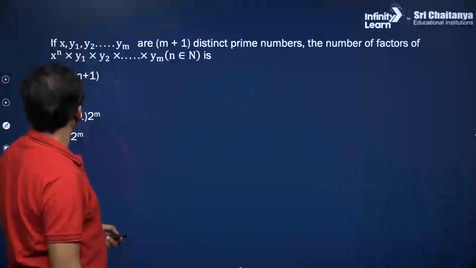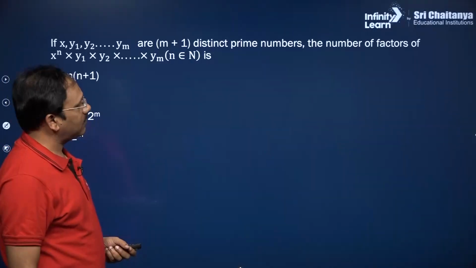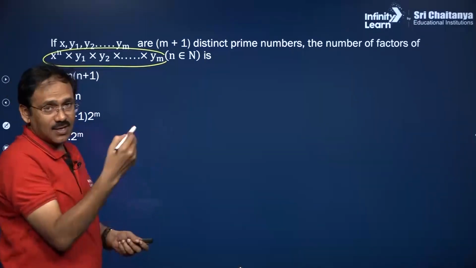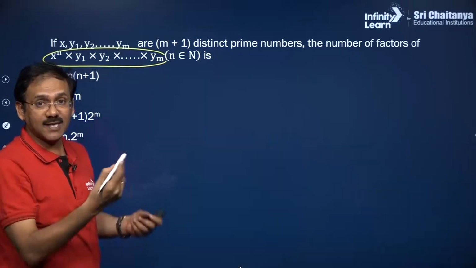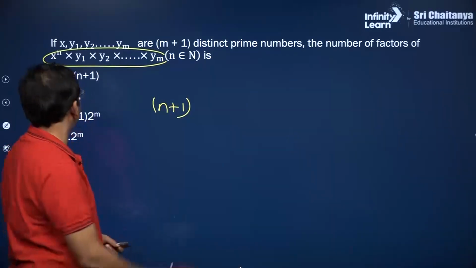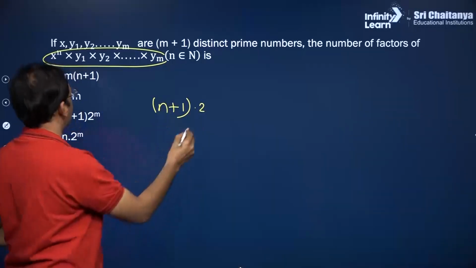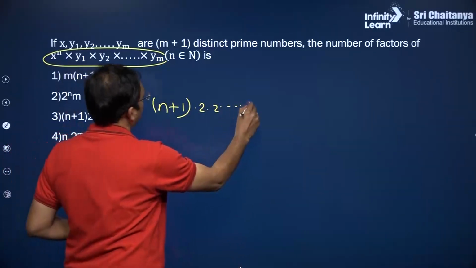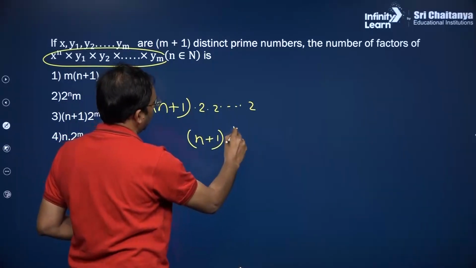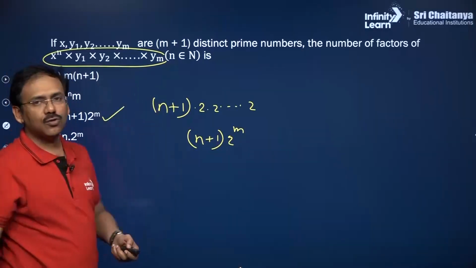Next, my dear friends, you see x, y1, y2, ym are m plus 1 distinct prime numbers, the number of factors of this expression. You see, x is having x power n, means x can be selected in n plus 1 ways because there are n identical things, whereas y1 can be selected in 2 ways, it may be taken, may not be taken. For y2, 2 ways and so on, ym 2 ways. So n plus 1 into 2 power m, my dear friends. That's all. So the answer is n plus 1 into 2 power m.